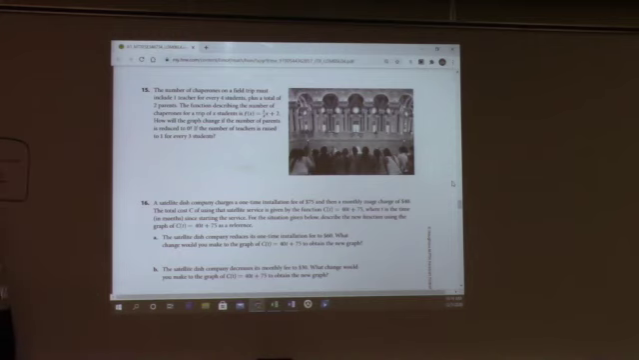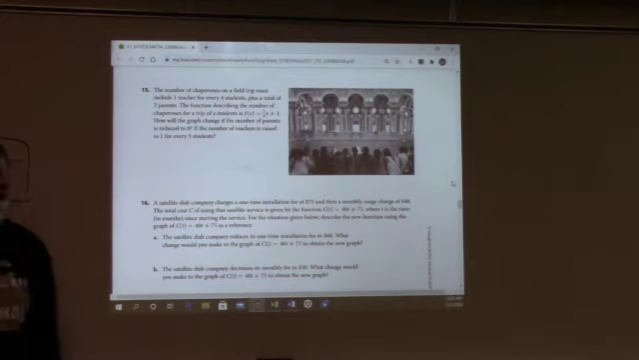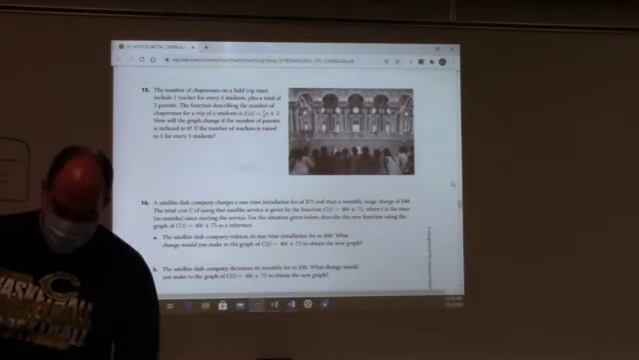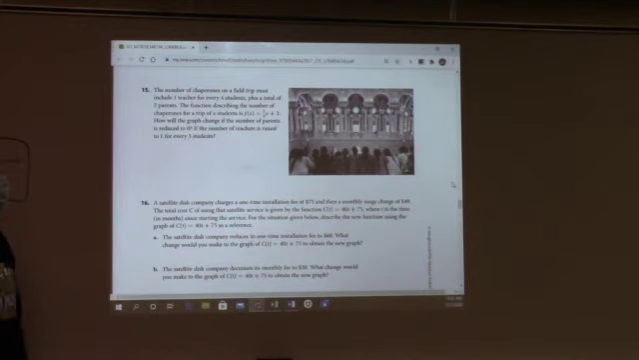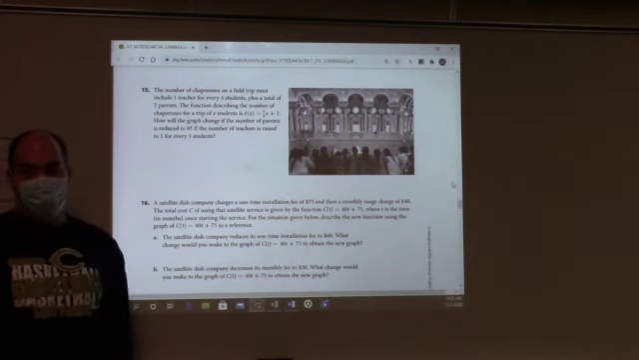The number of chaperones on a field trip must include 1 teacher for every 4 students, plus a total of 2 parents. The function describing the number of chaperones for a trip of x students is f of x equals 1/4 x plus 2. How will the graph change if the number of parents is reduced to 0? Okay, so that's the first question. How would the graph change if the number of parents is reduced to 0?